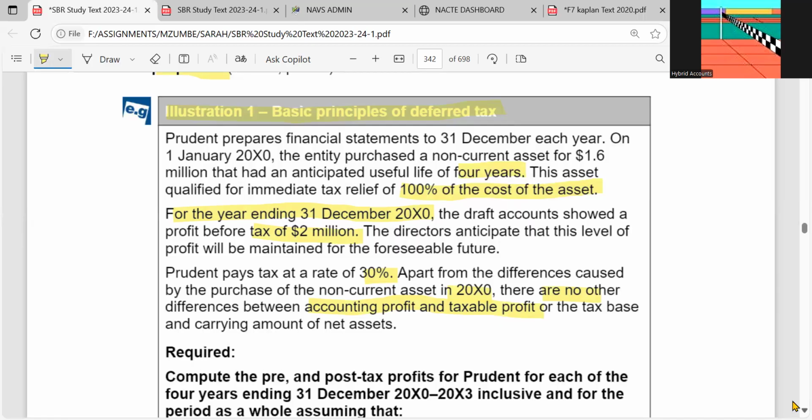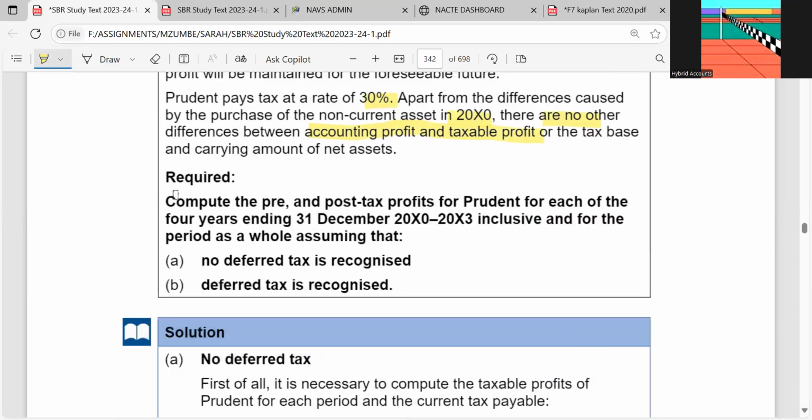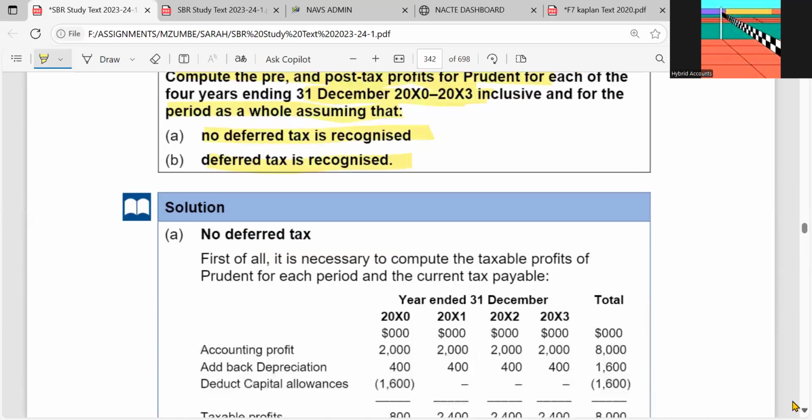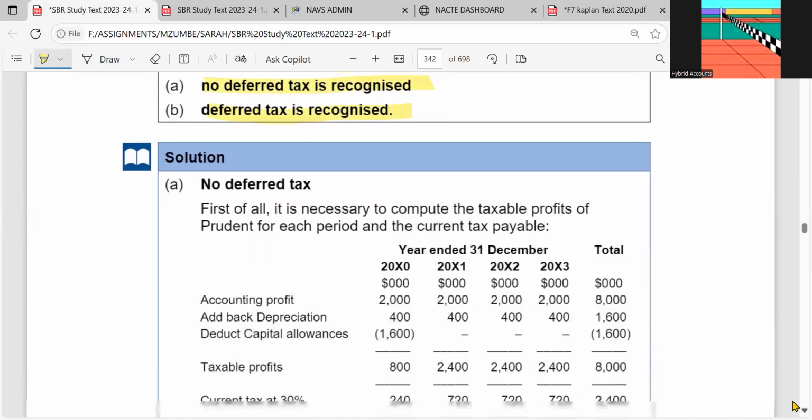Okay, now what are we required to do here? We are required to compute the pre and post-tax profits for Prudent for each of the 4 years ending 31st December 2024 to 2027, so for all the 4 years inclusive and for the period as a whole, assuming first that no deferred tax is recognized, and second, that deferred tax is recognized. So for the first one, we disregard deferred tax, but for the second, we consider deferred tax. For the first one, it's just normal because we just follow the normal current tax, right?